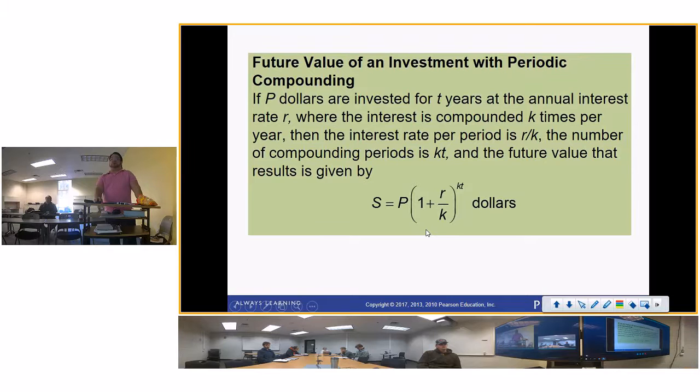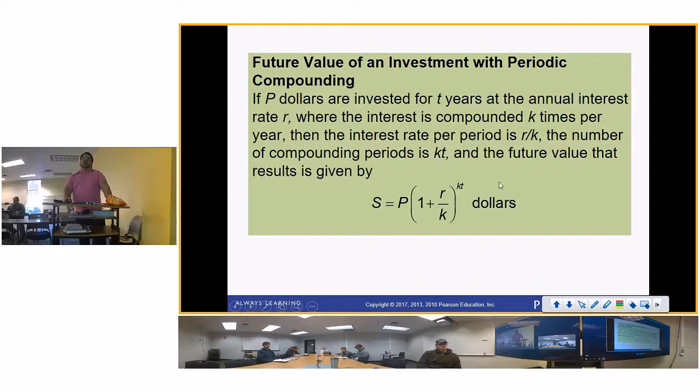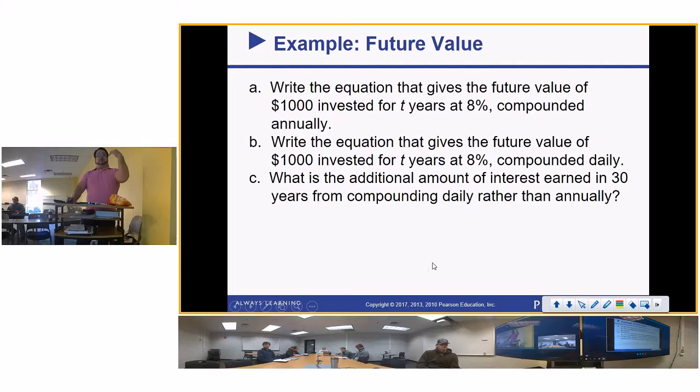I don't know what S is. I've never seen it written as S. Some of y'all, have y'all seen S and K before, or have y'all seen A and N? I've seen A and N. I've never seen this before, so don't write it like that. And they're going to ask you to do it here.